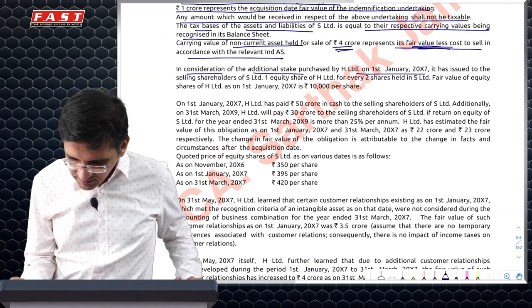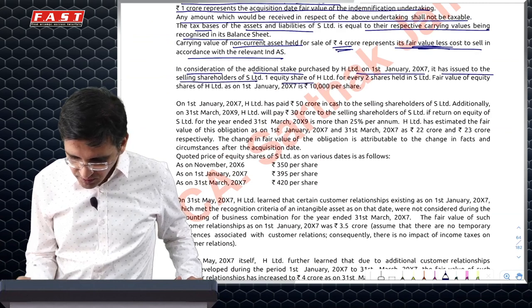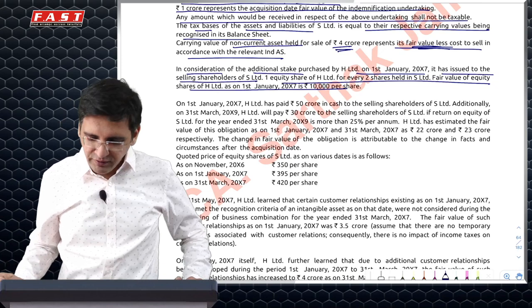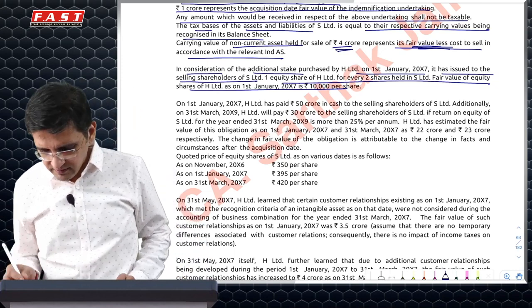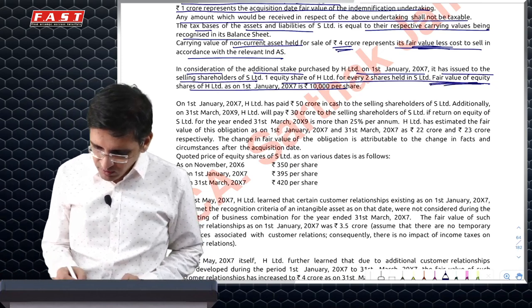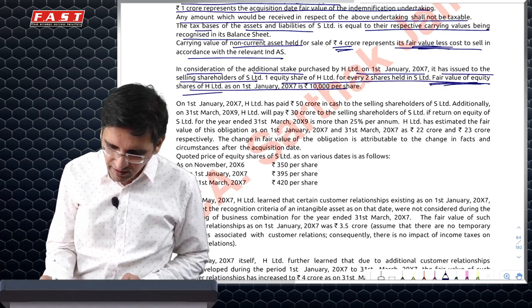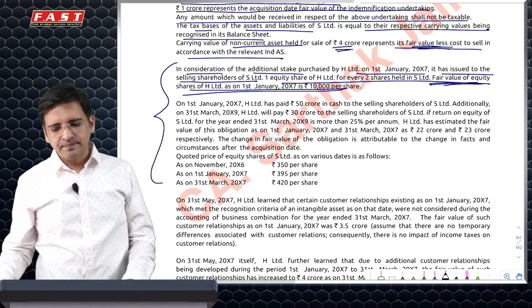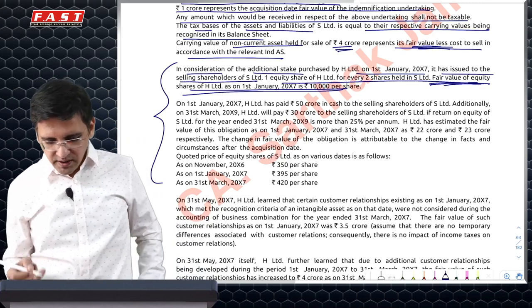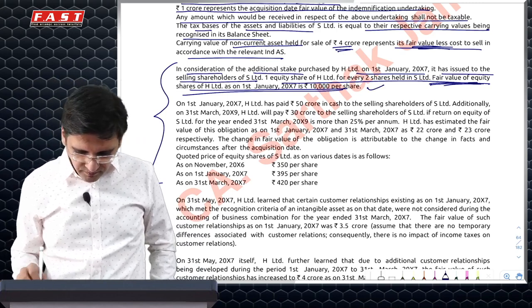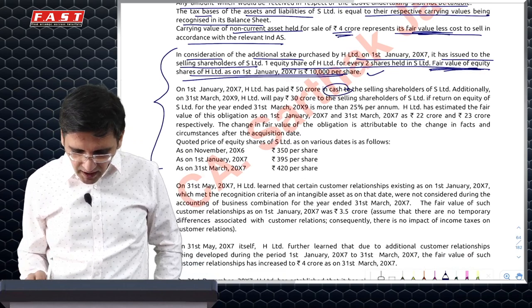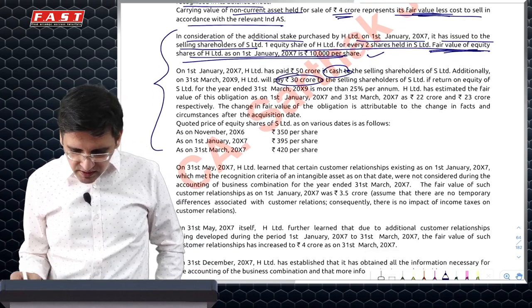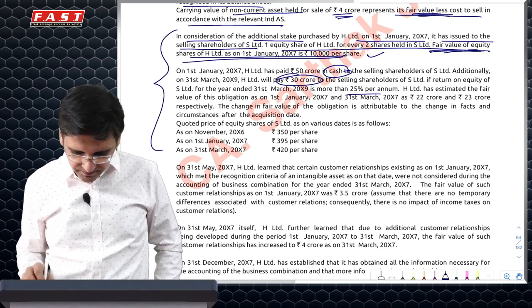Additional stake purchased on 1st January, it had issued to selling shareholder equity share 2 shares for every share held, which will not lead to reverse acquisition because we don't have information about the parent company. So we are assuming that and fair value is given. So all this is basically our calculation of PC. So in this PC involves issue of own shares. It involves giving cash. It also involves giving contingent consideration.